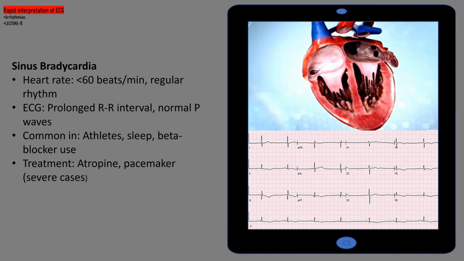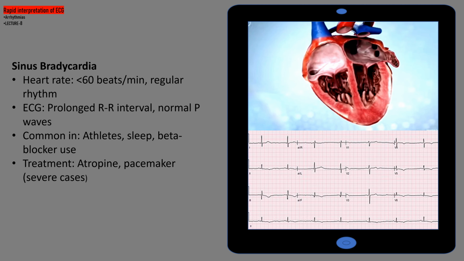Sinus bradycardia. Sinus bradycardia is characterized by a heart rate below 60 beats per minute with a regular rhythm. The ECG reveals a prolonged RR interval while maintaining normal P-wave morphology. It is commonly observed in athletes, during sleep, or as a result of medications such as beta blockers. If symptomatic, treatment includes atropine administration, and in severe cases, a pacemaker may be required.